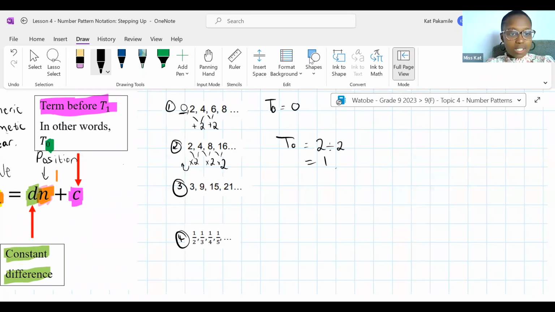Let's see what's next. 3, 9, 15, 21. Tell me, constant difference or constant ratio? Add 6, says Tuluba or Shiluba. It's okay, I'll learn how to pronounce your name. Okay, plus 6, plus 6, plus 6. So let me know, guys, what would T0 for pattern number 3 be?